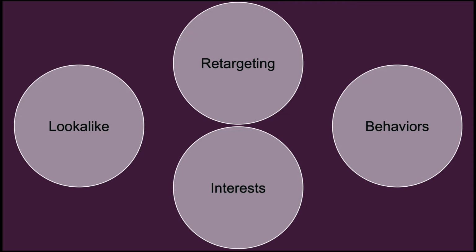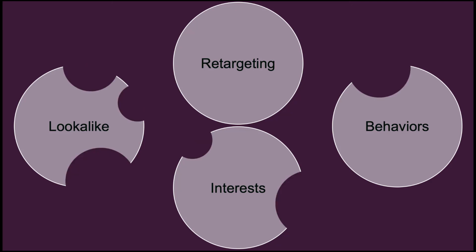Now, I've got all these circles in the same shape, but what they would actually look like is something a little bit more like this. The retargeting audience is going to be complete. The circle is still whole because it has no exclusions. Nothing has been taken out there. Behaviors has a chunk missing because we excluded the remarketing audience from it. Interest has 2 chunks missing for the behaviors and retargeting. And lastly, lookalike is missing 3 chunks from the circle because we've excluded the other 3 targeting types from that campaign.